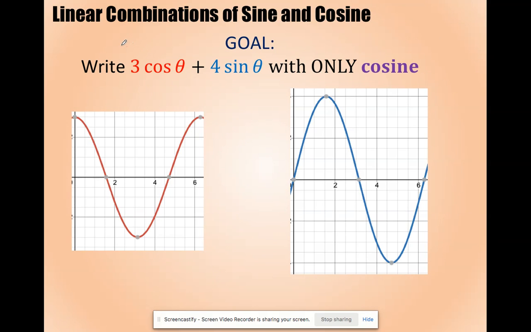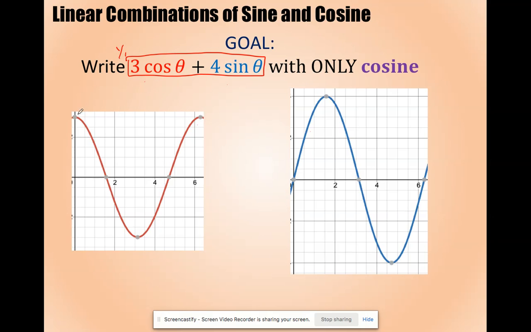So if you have your calculator, it would be awesome to get your calculator. And I want to show you the graph of 3 cosine theta and 4 sine theta. Here are the two separate graphs. Hopefully, I don't want you to put that in your calculator. What I want you to put into Y1 is the linear combination. I want you to put this in your calculator.